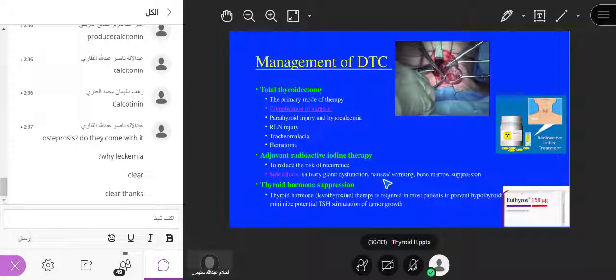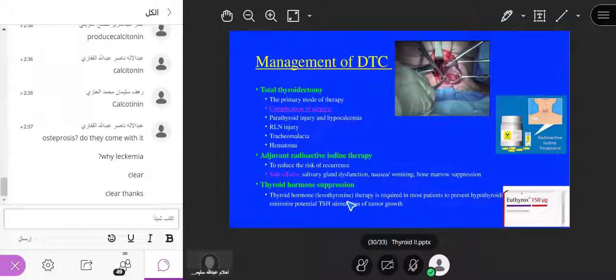Also nausea and vomiting due to the metabolism of this iodine, and bone marrow suppression, especially if the patient has to take a very high dose. It suppresses the bone marrow and causes thrombocytopenia, pancytopenia, and anemia.